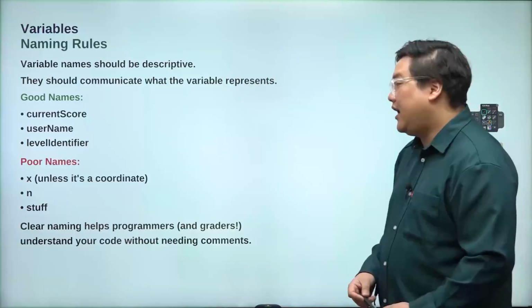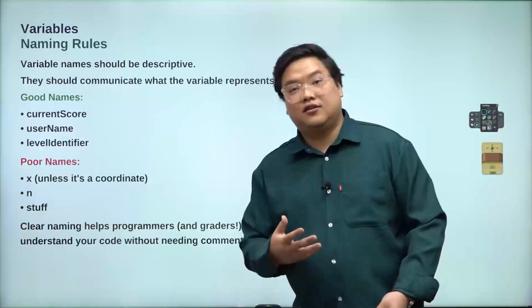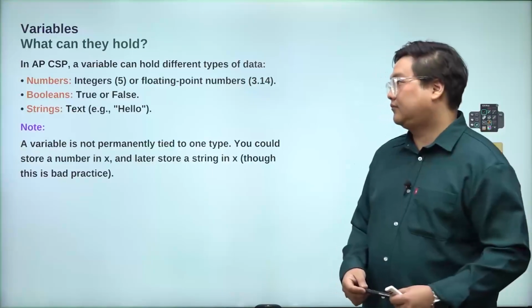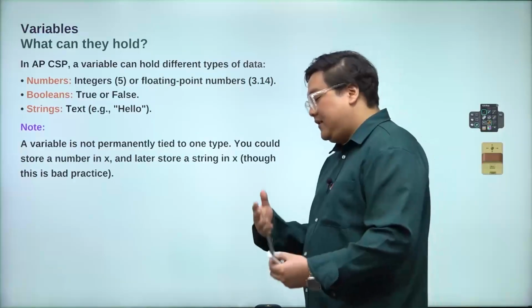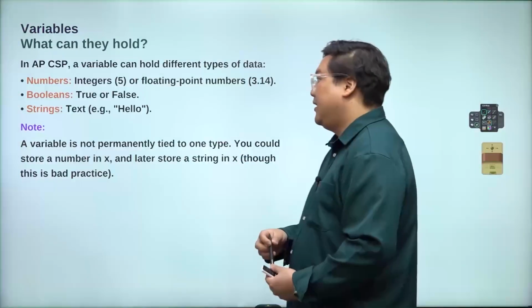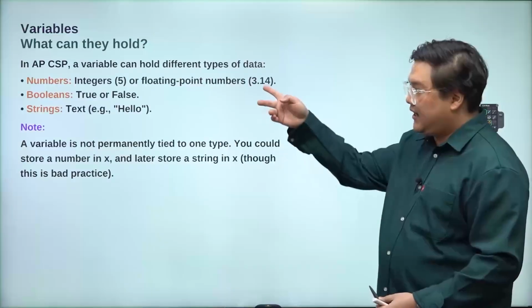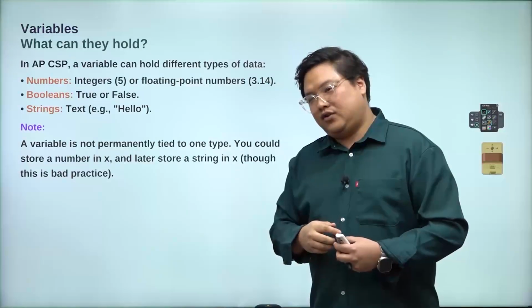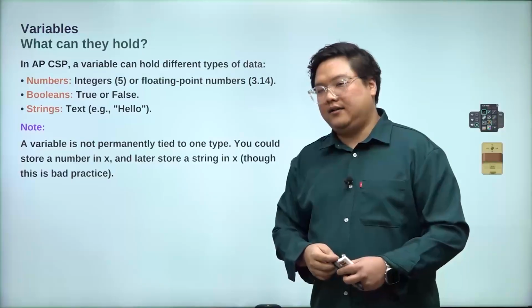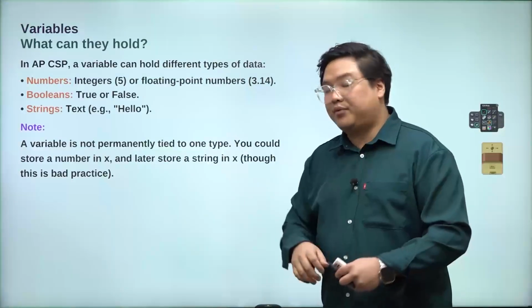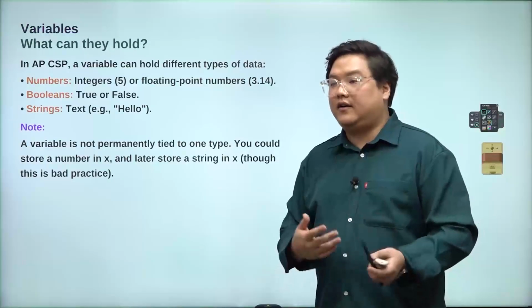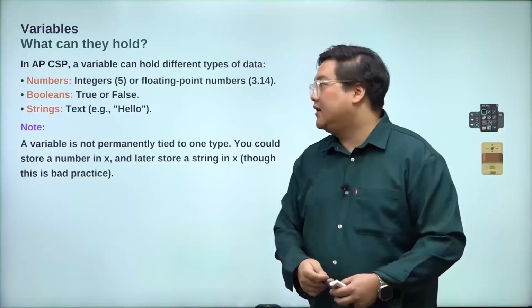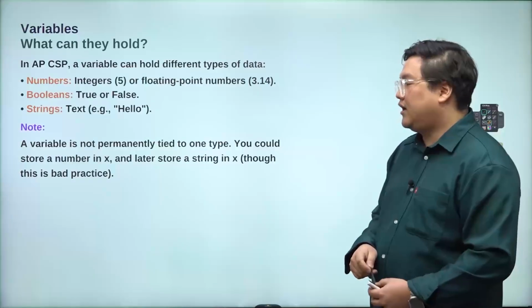Using poor names like X, N, things, or stuff wouldn't be appropriate variable names. In the AP CSP MCQ exam, a variable can hold different types of data, including numbers, booleans, and strings. If this was Java, it would be the basic primitive types: numbers, booleans, and strings.